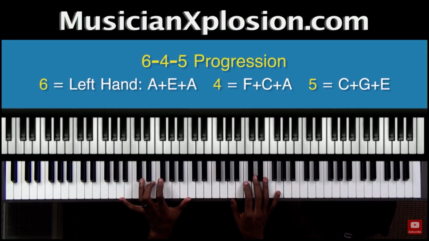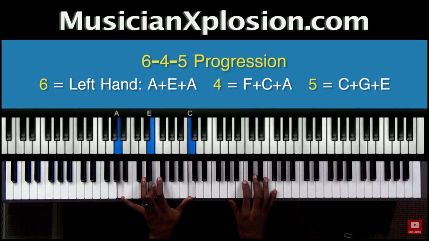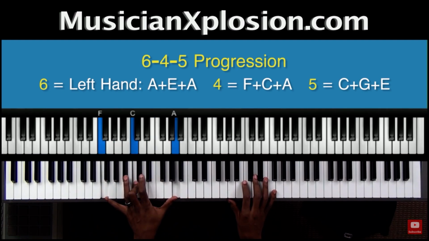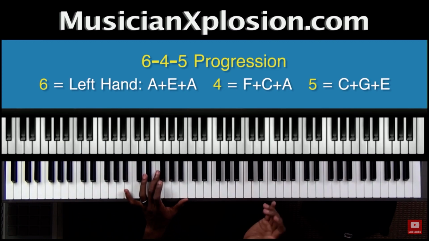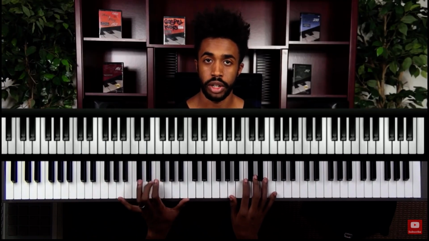So the first thing we're going to do is go into this intro arpeggio over the 6, 4 and 1 chords that are really the basis of the verse of this song. Since the chords are being outlined in the left hand, it's basically just A, E, and C. Then you have your 4 chord, same thing, F, C, A, and then your 1 chord, C, G, and E. All that's in your left hand, while your right hand maintains this pattern right here.